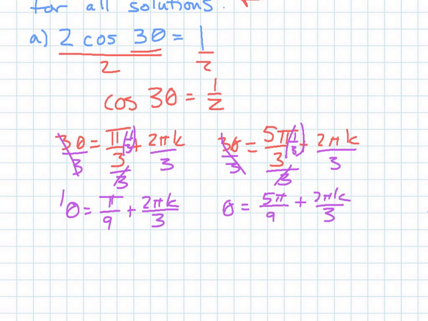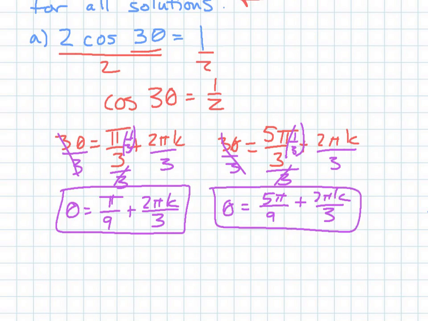Okay, and so these would be your solutions for this problem, because since we're not restricted by a certain domain or a certain interval of values, I can get all of my solutions, and so the 2 pi k divided by 3 helps me be able to get all the iterations for each solution. Okay, let's move on to the next one.